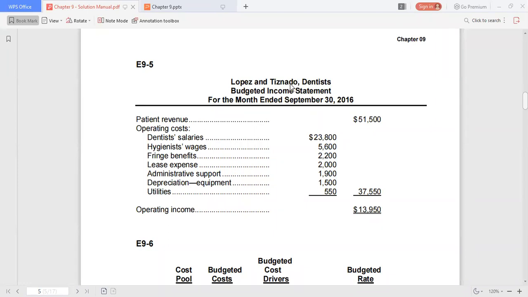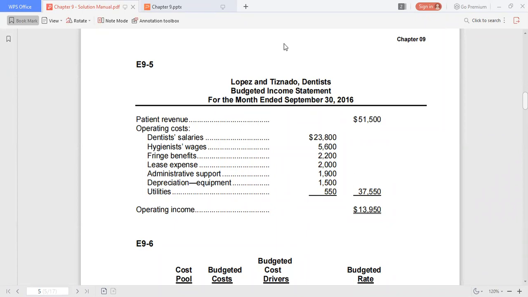service firms. Computing activity-based costing rates. The partners, now we have E9-6. The partners of Mason and Houghton, attorneys at law, decide to implement an activity-based costing system for their firm. They identify the following three cost pools and budgeted amounts for each of the coming year.